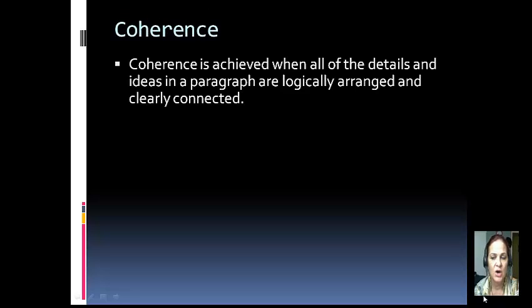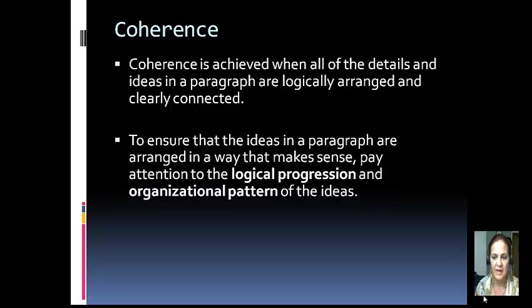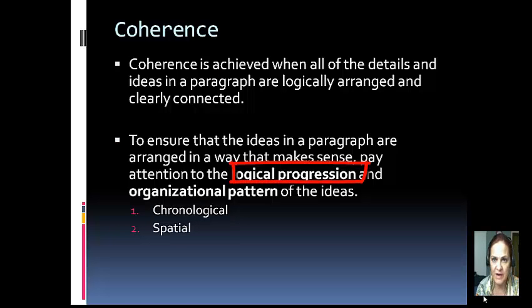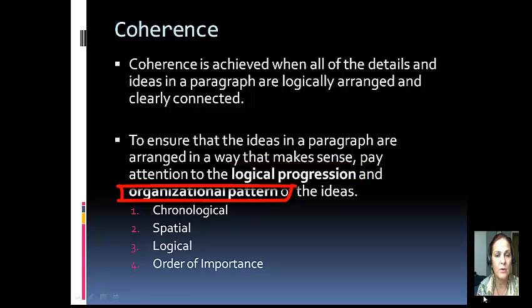Coherence. Coherence is achieved when all the details and ideas in the paragraph are logically arranged and clearly connected. To ensure that ideas in a paragraph are arranged in a way that makes sense, pay attention to the logical progression and the organizational pattern of ideas. There are four ways that we're going to look at. It could be chronologically organized. It could be spatially organized. It could be logically organized, or it could be organized by the order of importance.